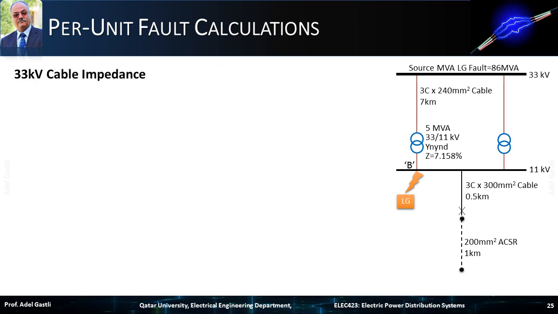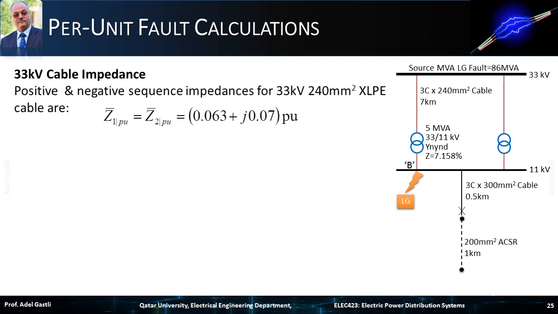Next, we will calculate the sequence impedances for the 33 kV cable. We usually consider that the positive and negative sequence impedances for cables are equal, unless otherwise specified, so the positive and negative sequence impedances for the 33 kV, 240 mm² XLPE cable are given by this equation. These values were already calculated during the previous example of the symmetrical fault case.